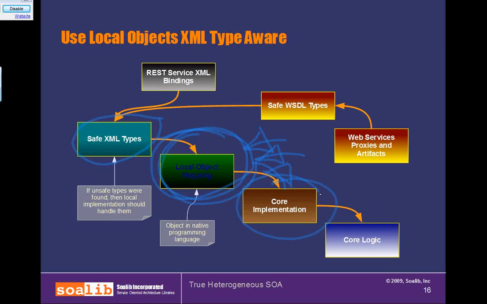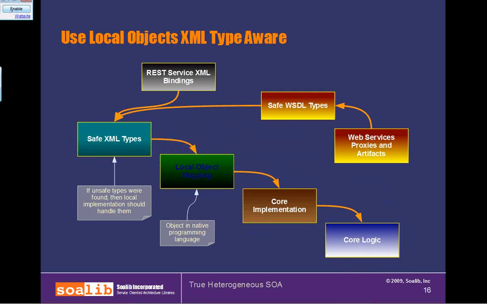So this core implementation is based on core logic, and this actually follows the other reverse route. It's the same thing. From the local object, we generate XML data, which represents an independent object, independent local implementation, independent format in XML. Assuming that the local object representation is correctly handling the data type, we still have a few things to consider in order to build a true heterogeneous SOA. Let's see what those are.